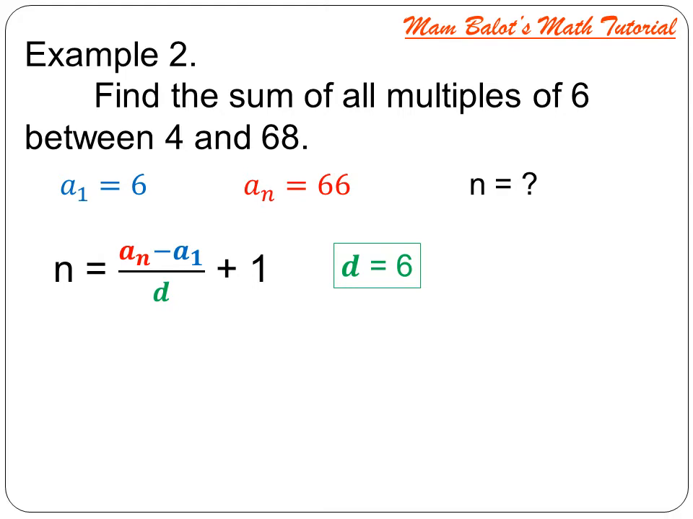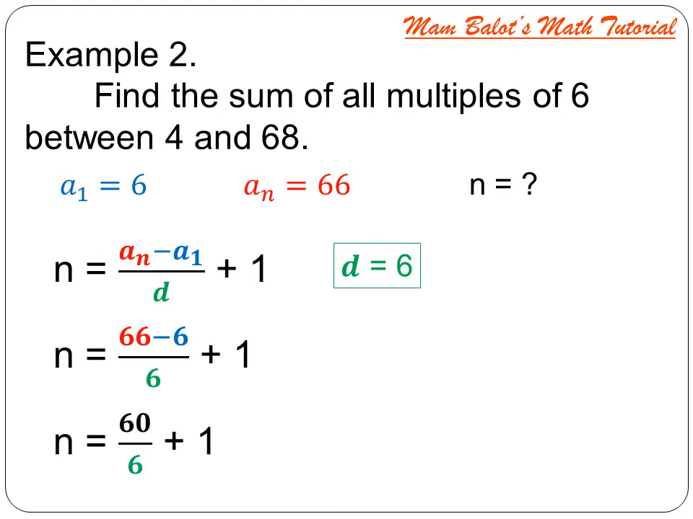We have now 66 minus 6 divided by 6 plus 1. So subtracting 66 minus 6, we have 60. So 60 divided by 6, we have now 10. And then 10 plus 1 is equal to 11. So therefore, n is equal to 11.